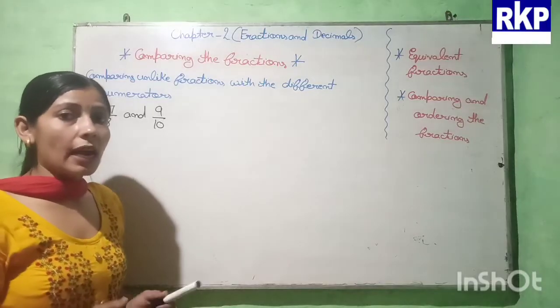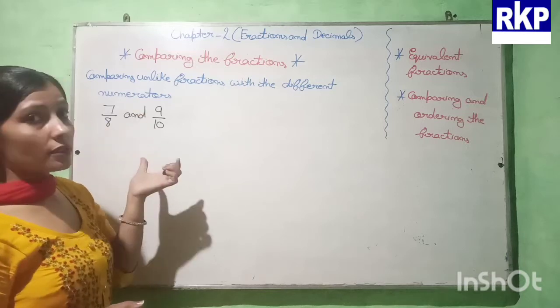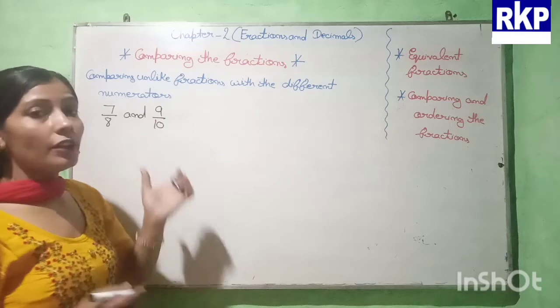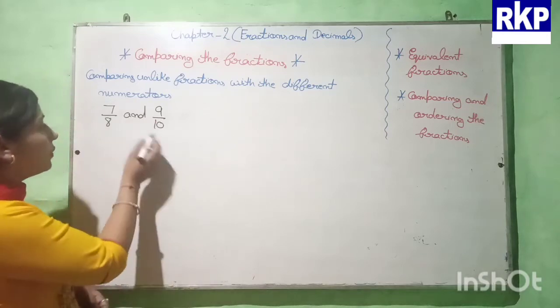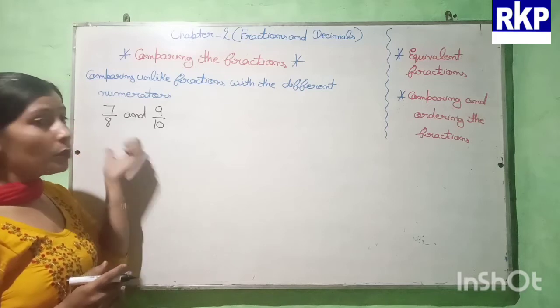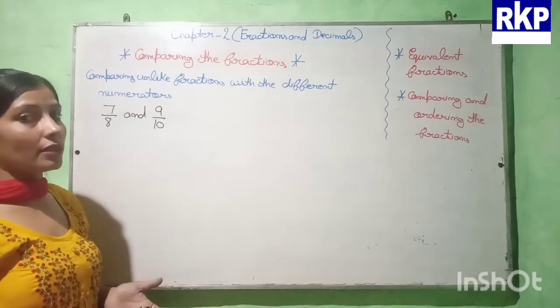Now students, let us see how we can compare fractions with different numerators, meaning how we can compare unlike fractions. Here we have 7 by 8 and 9 by 10, and both have different numerators and different denominators. So how can we compare these fractions, beta?